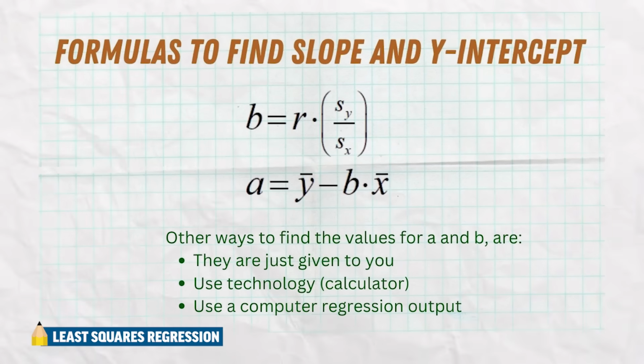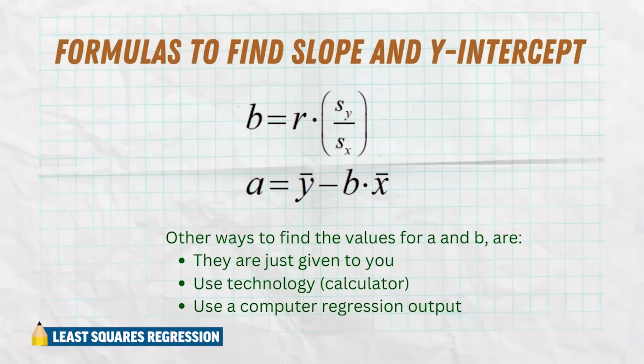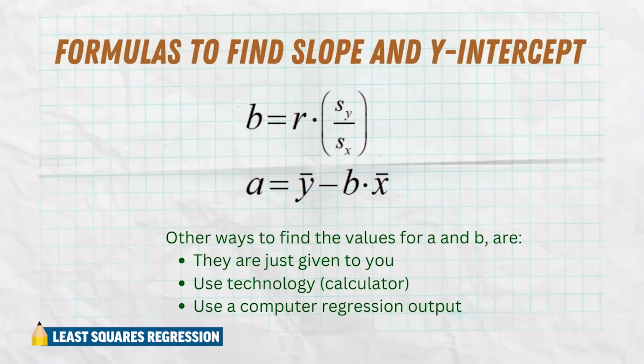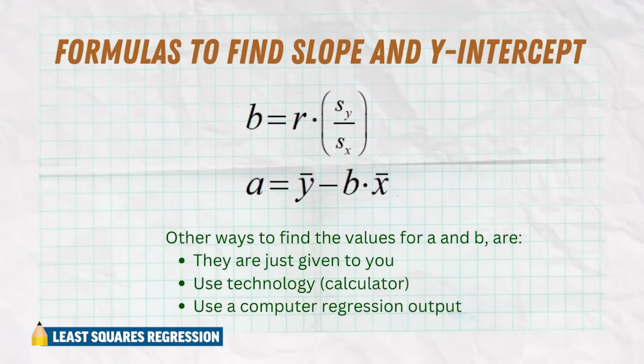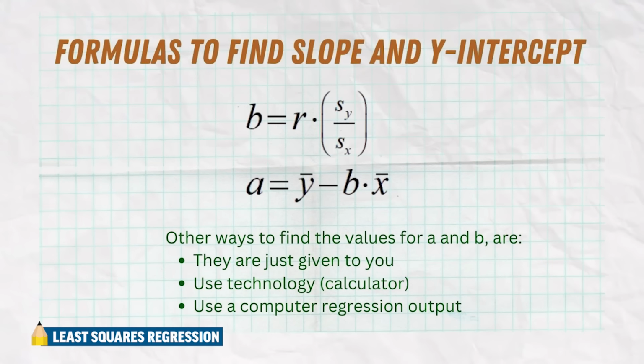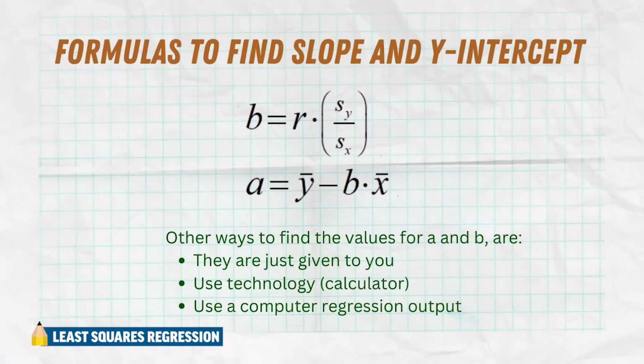The formulas do require a lot of information, though. We have to have all of our x data. We have to find the mean of our x data and the standard deviation of our x data. Then we have to have all of our y data, the mean of all the y data and the standard deviation of all the y data, as well as the correlation between the x's and the y's.